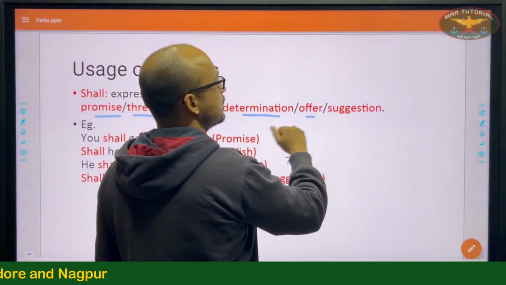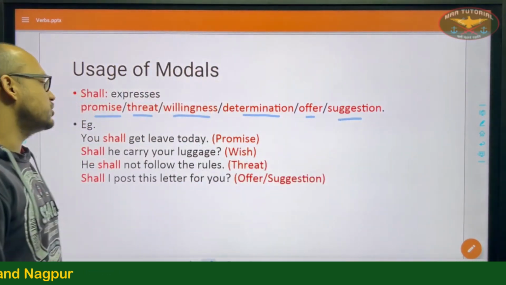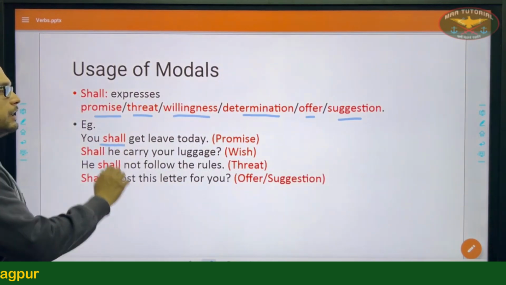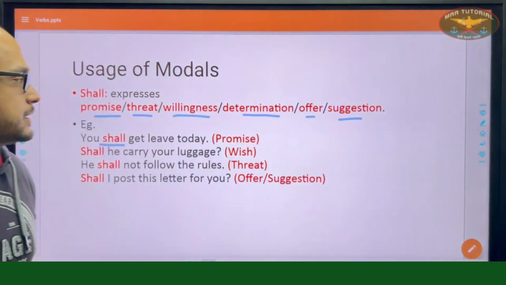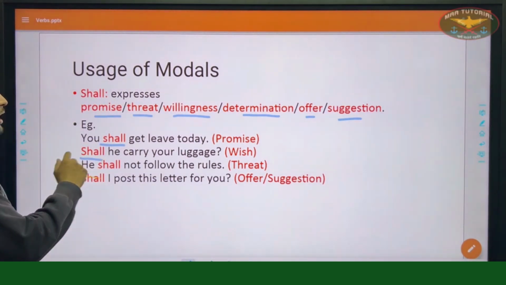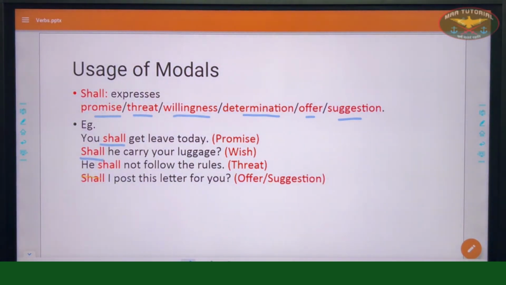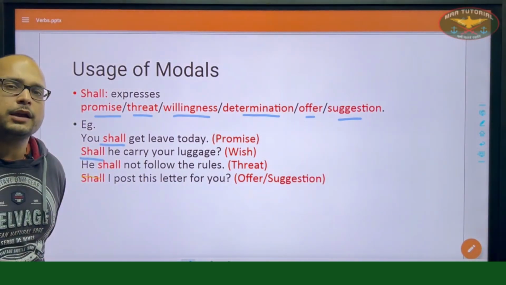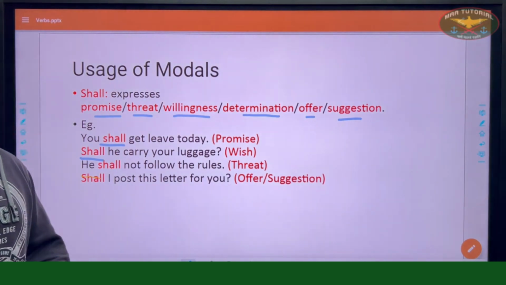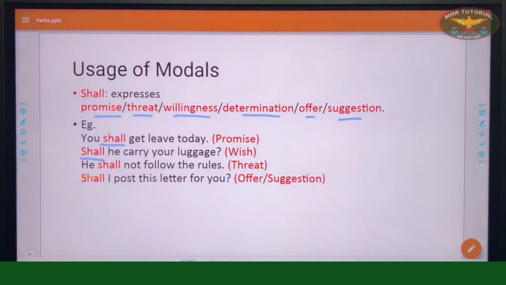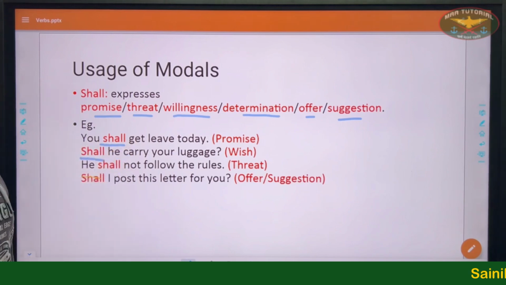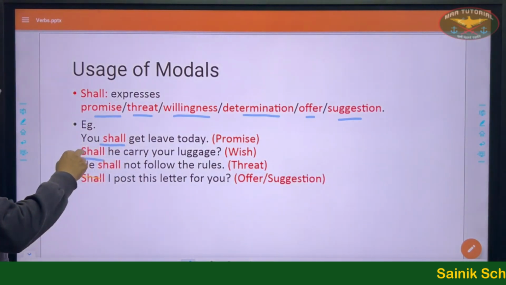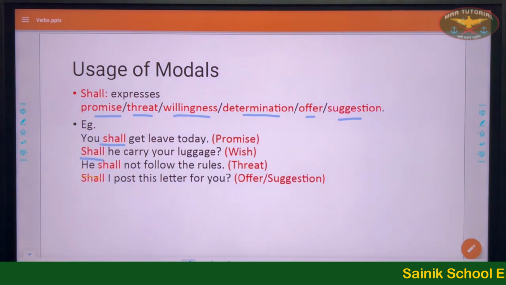When I offer assistance or I make a suggestion. Example, you shall get a leave today. Promise. Don't worry about it. You shall get a leave today. Shall he carry your luggage? It's a wish. We're asking for a wish. What do you wish? Do you wish for him to carry your luggage? Now we cannot use will here. We can use will here: you will get leave today. Means the same thing. But we cannot use will in place of shall if it is a question.